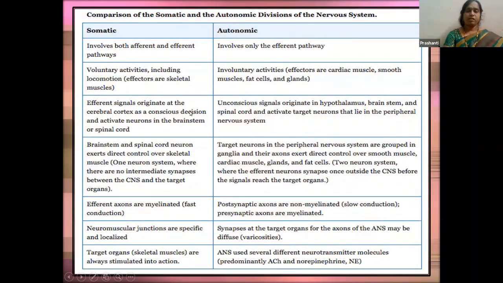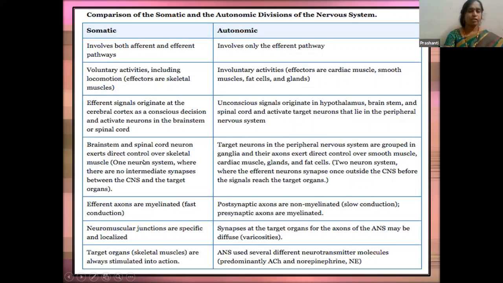So what are the differences, children, between somatic and autonomic? We have learned about somatic and also autonomic. Somatic is under our conscious control. But autonomic is without our conscious control. Somatic involves both afferent and efferent pathways, that is both sensory and motor. Autonomic involves only the efferent pathway. Somatic is a voluntary activity, children, whereas autonomic is an involuntary activity.